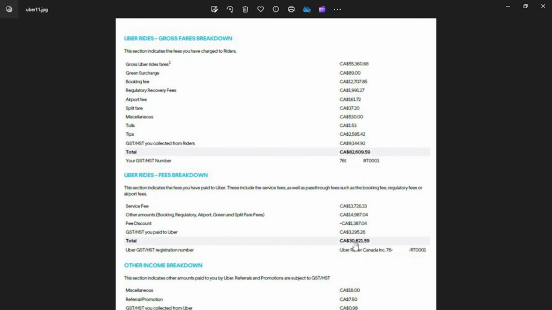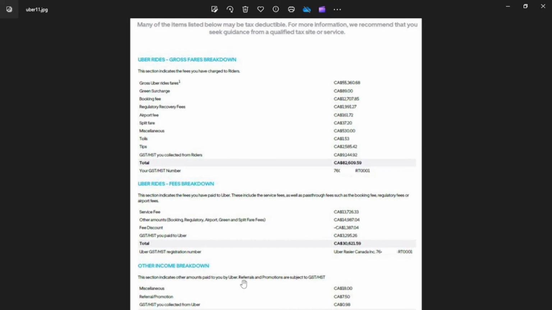Total amount, this amount is not going to be used in your tax return or anywhere. But yes, individual amounts are going to be used. Again, the same Uber GST registration number, the same number that you had above. This is the number that is here as well.